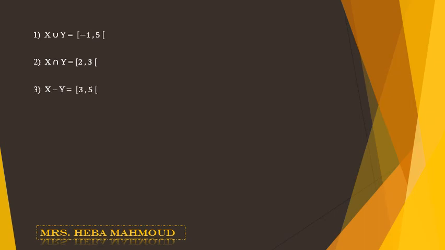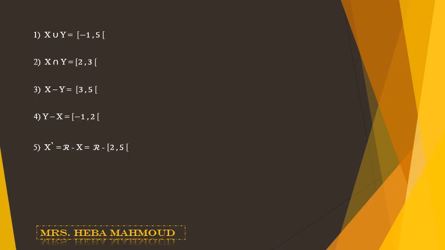Example number 3. X difference y means the numbers that are in x but not in y. So it will be 3 closed till 5 open. Y difference x is the numbers that are in y but not in x. So it will be from -1 closed till 2 open.